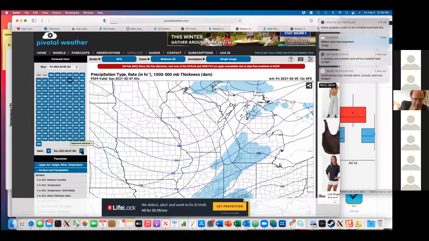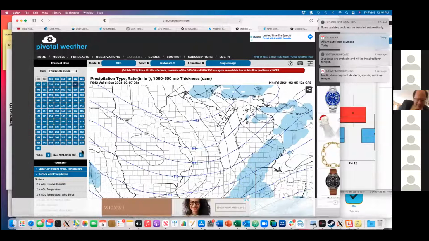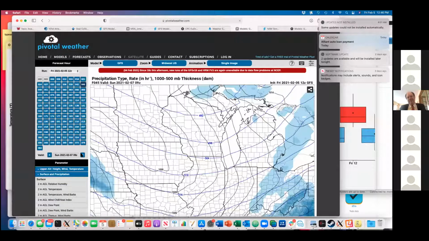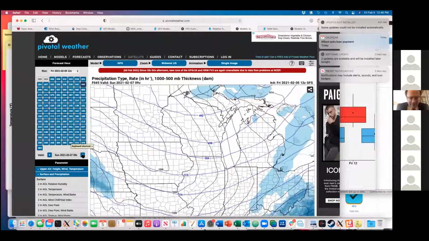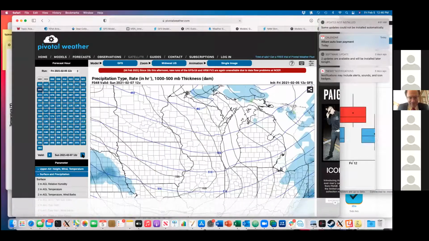And sub 500 thicknesses. Look at that. That was 499 thickness and 498 there. Right. But about a week ago, it was looking like we could even get into the 486 thickness range. And I'm not sneezing at this.